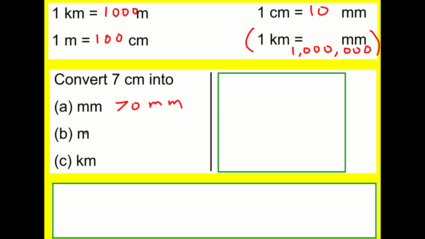Now we're going to a bigger unit. There's going to be less of it, so I'm going to actually divide 7 by 100. It's going to be 0.07 meters. And then I need to take that and divide that by 1,000. So 0.00007 kilometers.